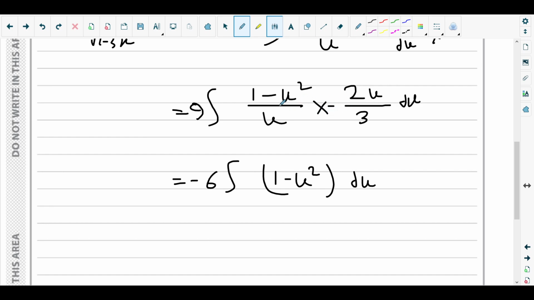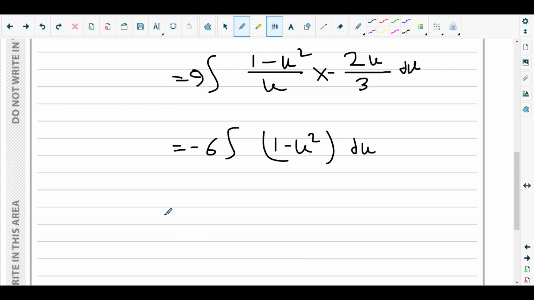Are our calculations fine? 1 over u, or u cancels out. Negative 2 is multiplied with the 3, where 3 comes from 9 over 3. So 3 times negative 2, that is negative 6. 1 minus u squared, that is fine. Okay, now let's integrate.